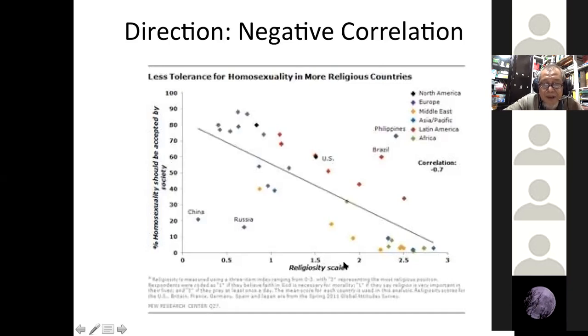So anxiety and speaking fluency are negatively correlated, meaning that when high in one variable, they will be low in the other variable. So they go in different directions, in the opposite direction.